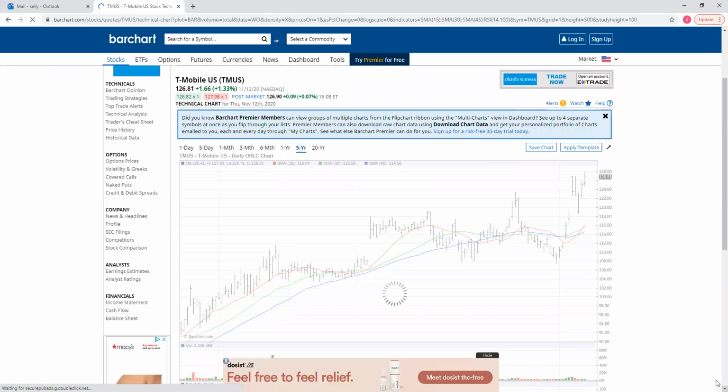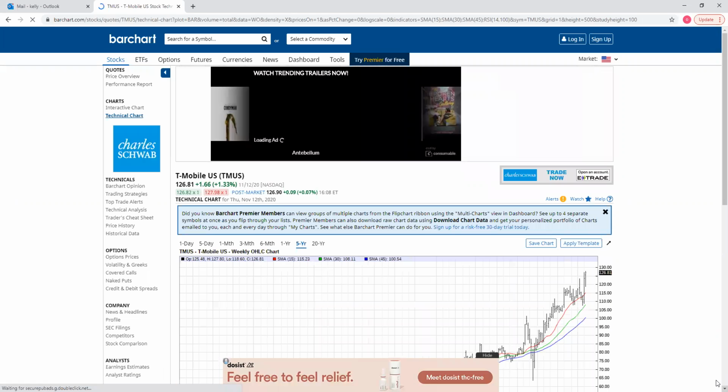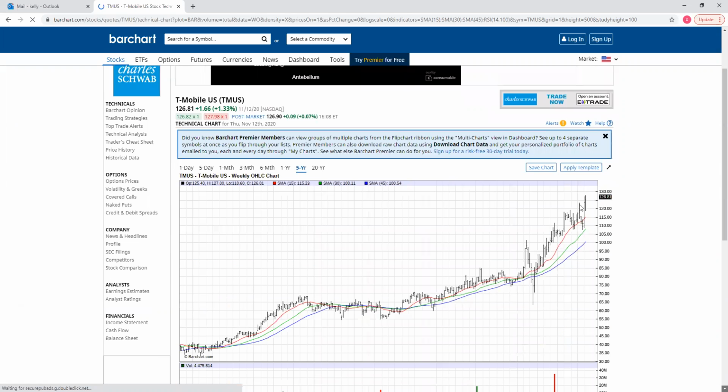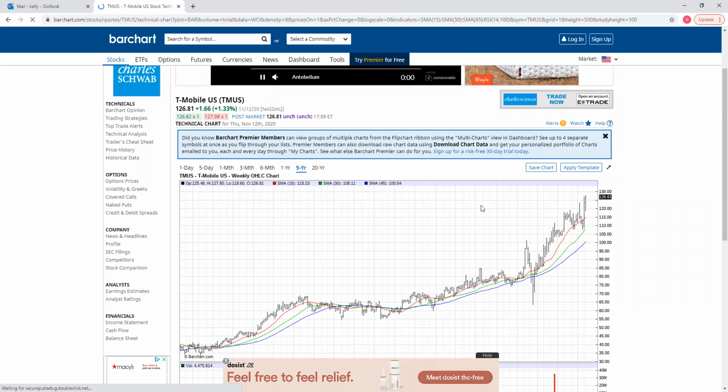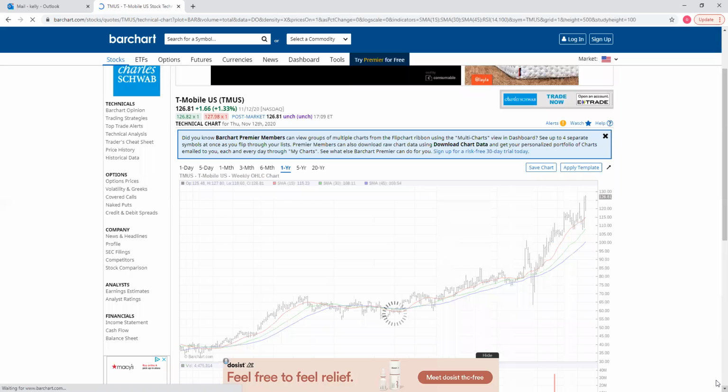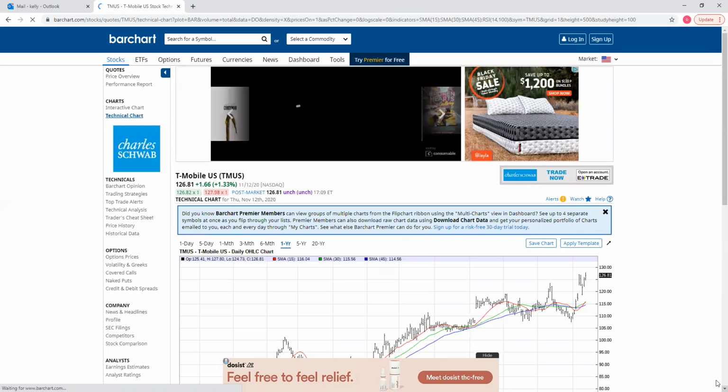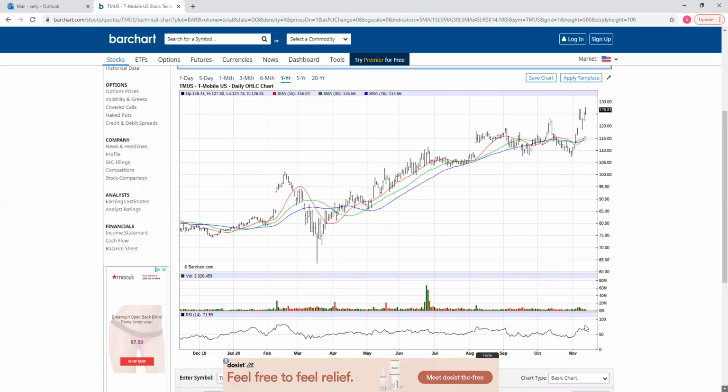But T-Mobile definitely is a popular way to play this thing. And again, it's up here, but it's in the ozone, certainly. And you've got it at 100, and this is on a 5-year basis. Even on a 1-year basis, I'm sure the averages are pretty well underneath it. But the RSI is not way up there yet.